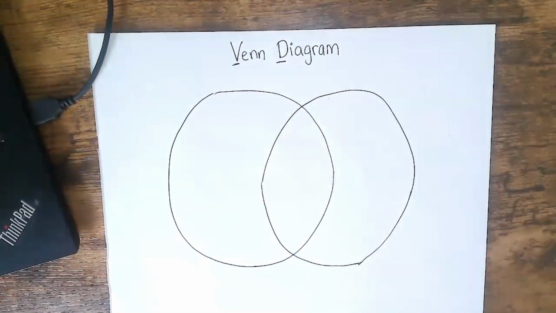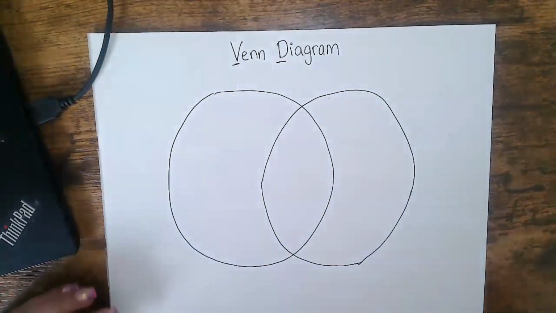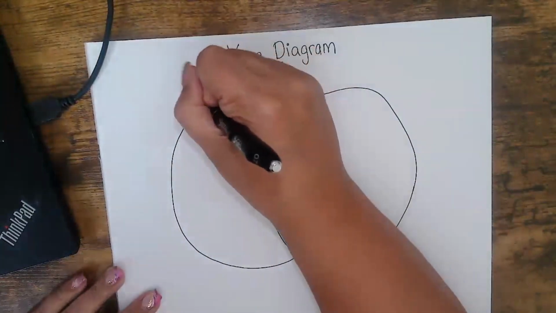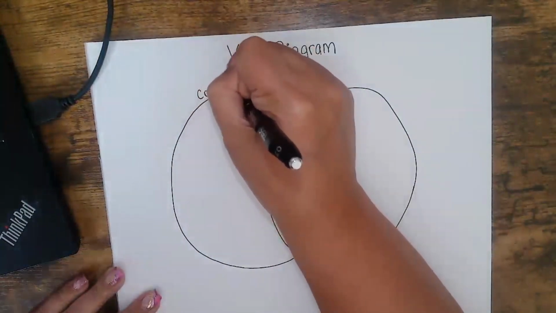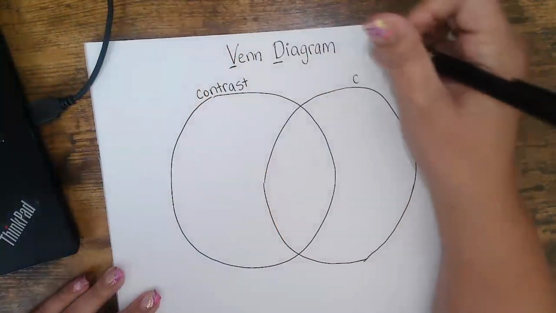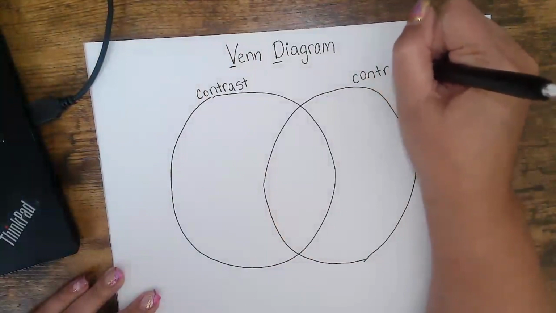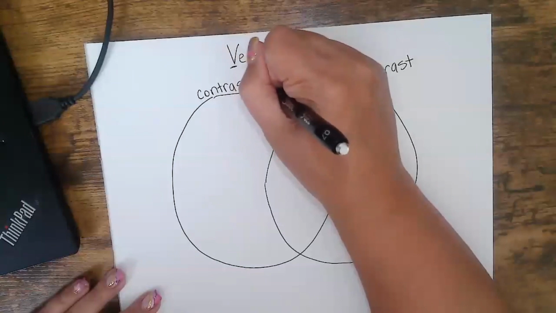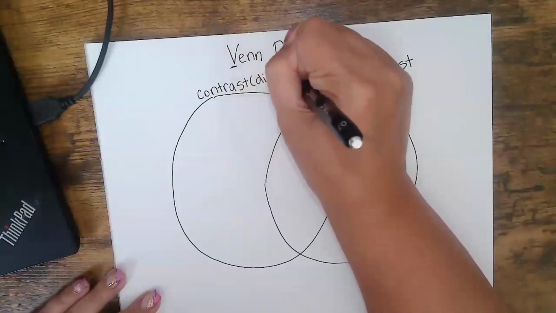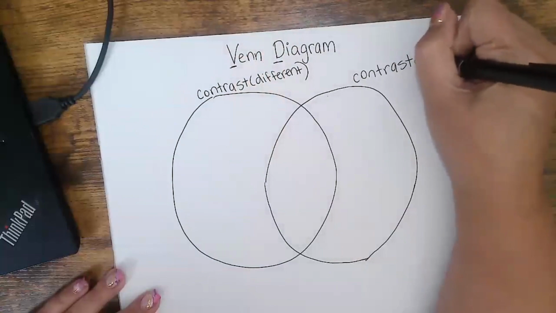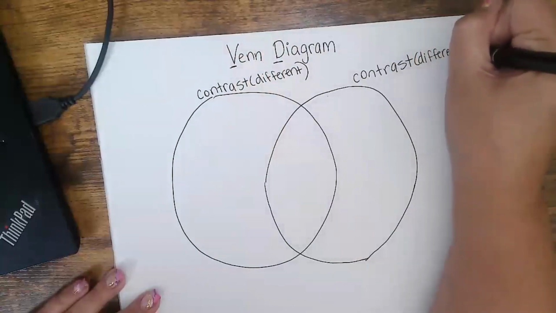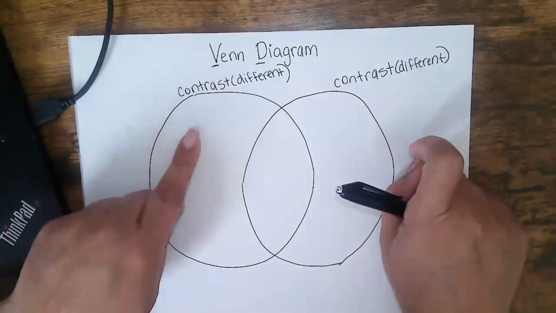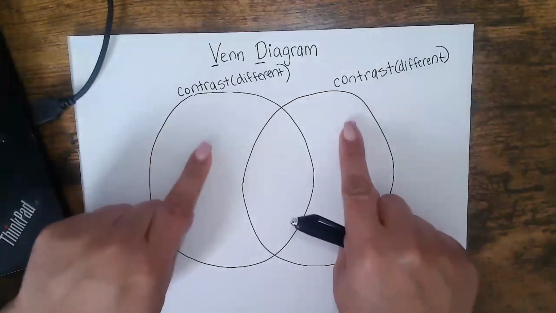So good. In a Venn diagram, that's where we contrast two things. What does contrast mean? Contrast means we see how things are different. I'm going to put "different" here, and I want you to copy what I have. Make sure everything is spelled right. We're going to contrast thing one with thing two and see how it's different.